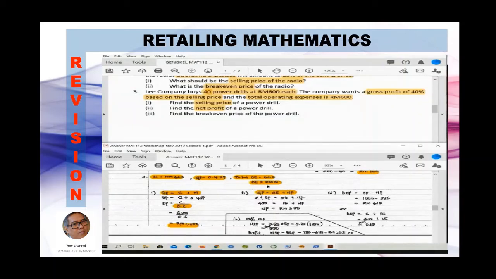Tapi kat sini tadi kita dah kira OE bersamaan dengan 15. So kita boleh gantikan yang 0.4 SP ni dengan 400 sebab 0.4 kali dengan 1000 you akan dapat 400. And then OE sama juga dengan 15. So selesaikan untuk NP. Kita dapat NP bersamaan dengan RM385. Okay, RM385.